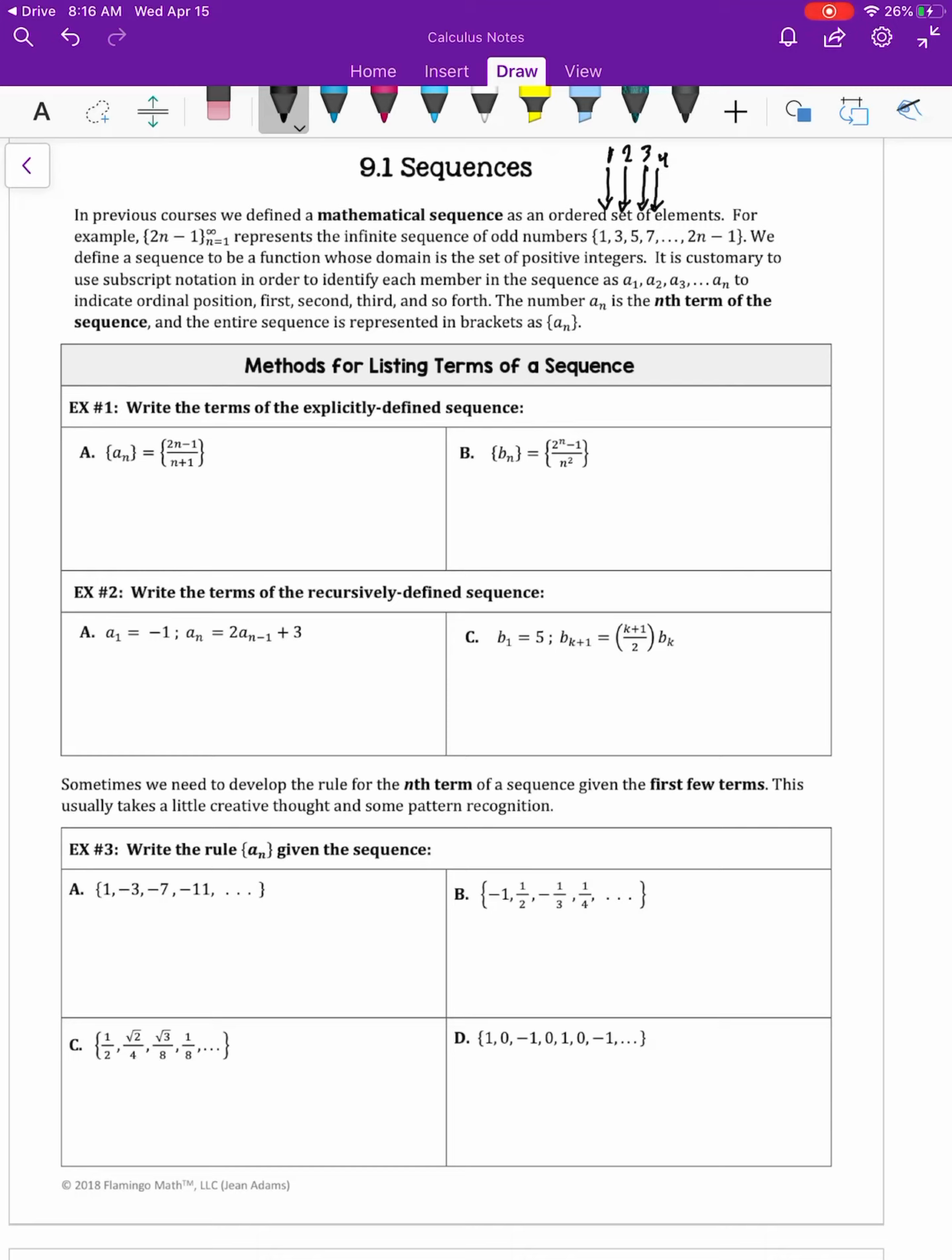It is customary to use subscript notation in order to identify each member in the sequence. So instead of looking at it as 1, 1, you're going to call that first one in the set of numbers a sub 1, the second one a sub 2, the third one a sub 3, and then you'll call your whole set a sub n. That just indicates the ordinal position: first, second, third, fourth, and so on. The number a sub n is the nth term of the sequence, and the entire sequence is represented in braces as the sequence a sub n.